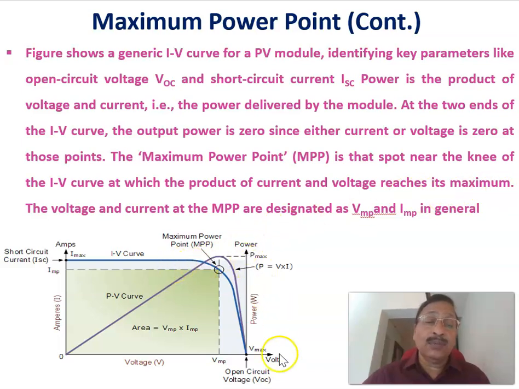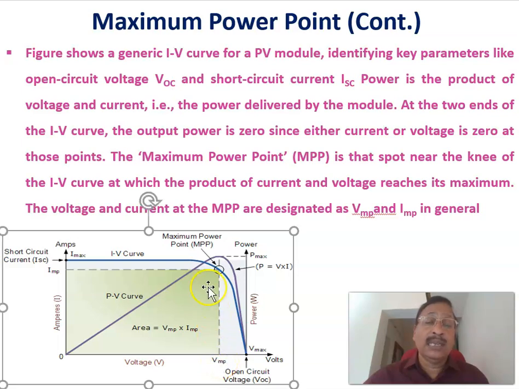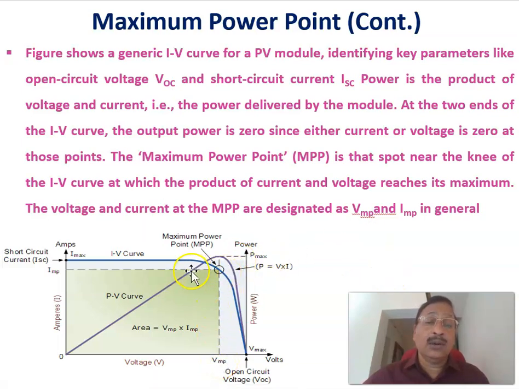The product of the current and voltage reaches a maximum, which we call the maximum power point, with the corresponding maximum Pmax. The voltage and current at this maximum power point are designated as VMP and IMP. This voltage represents the maximum power point voltage VMP, and this is the current corresponding to the maximum power point, IMP. The product of VMP and IMP we call Pmax.